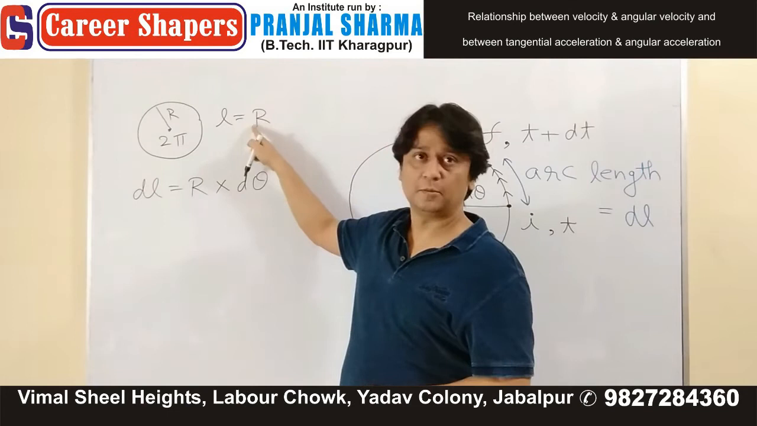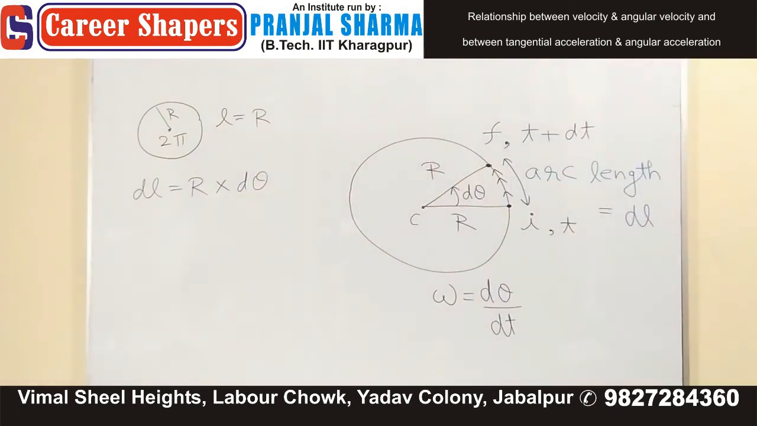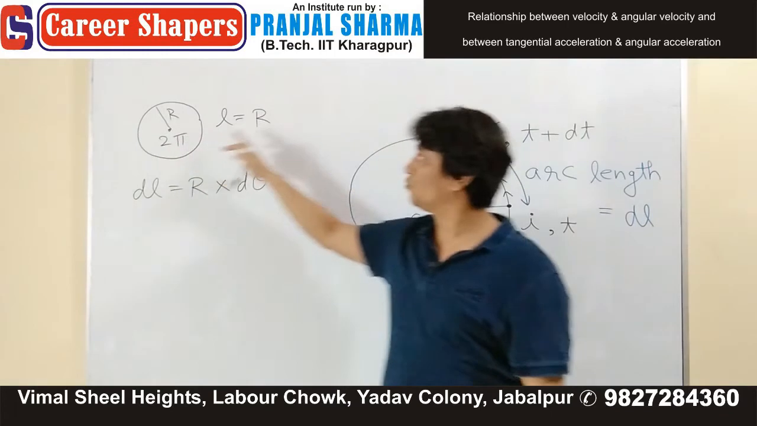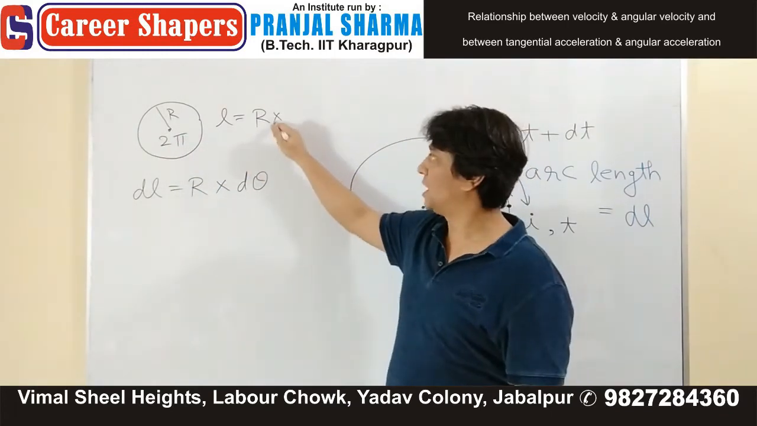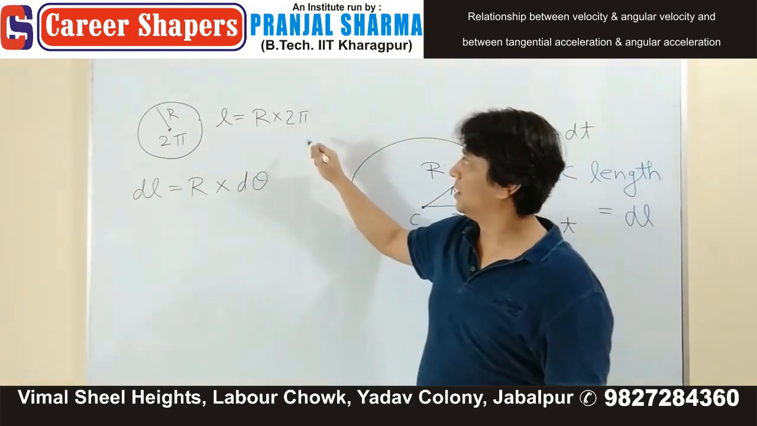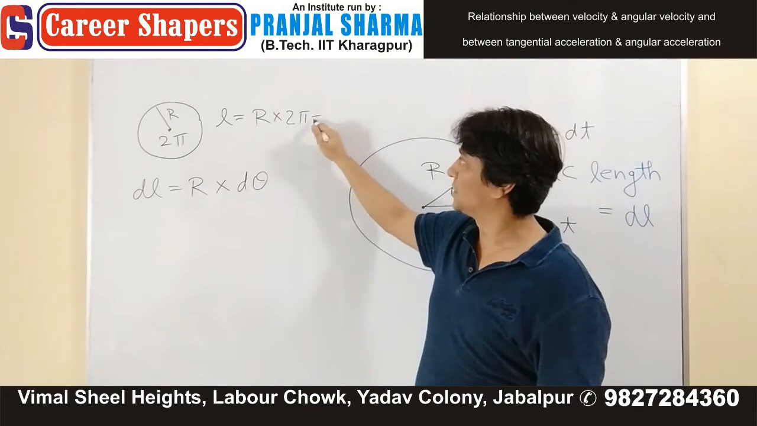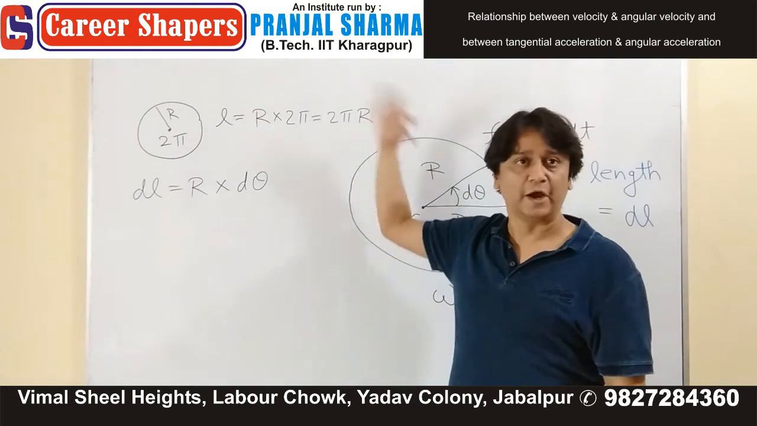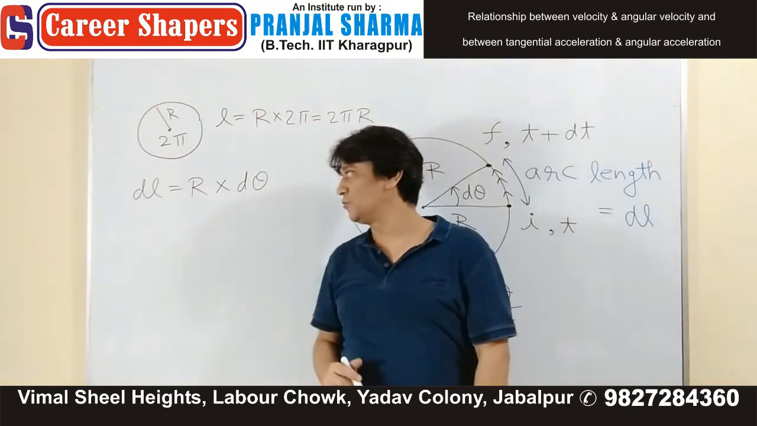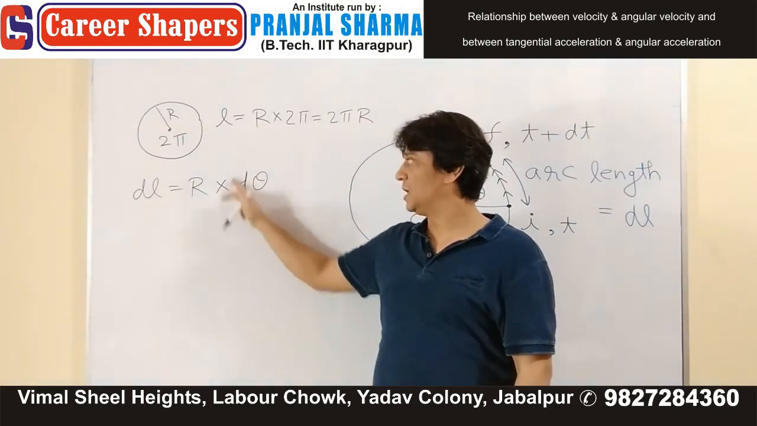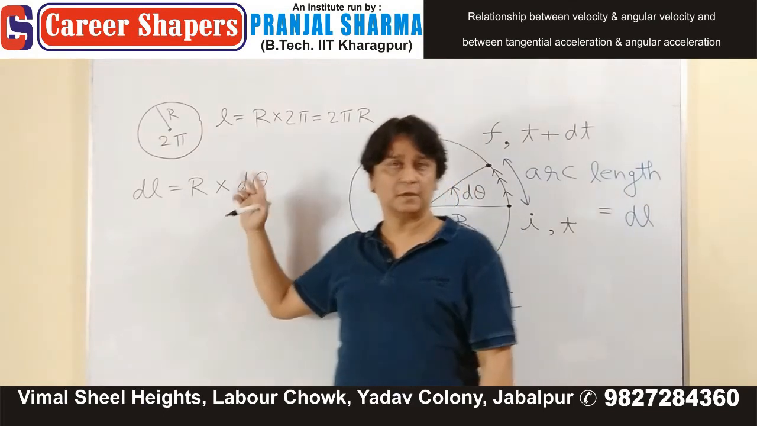Radius multiplied by angle. The length of the full arc is what? Radius multiplied by the angle formed by the arc at the center, which is 2 pi. Now this thing you must already know from much earlier. What is the circumference of a circle? 2 pi r. Something you already know, but from now onwards remember this. What is the arc length? Radius multiplied by the angle formed by the arc at the center.